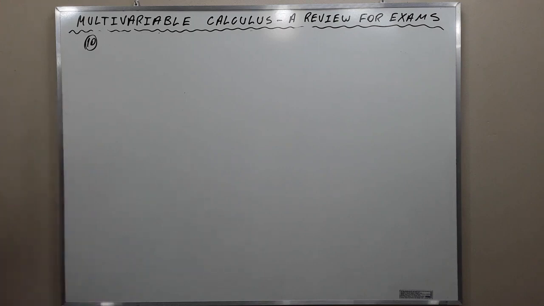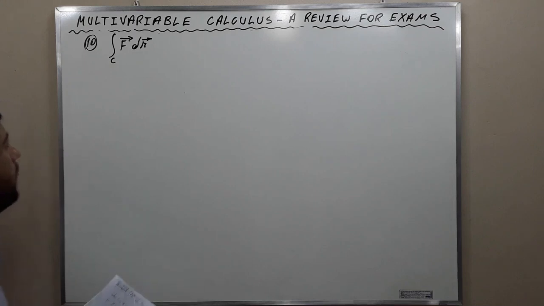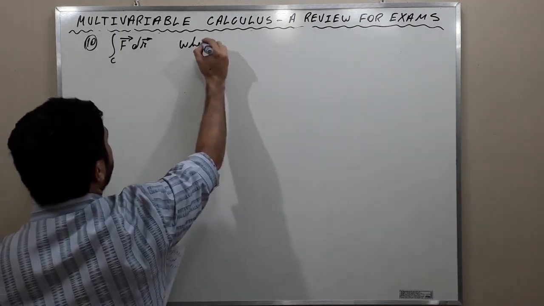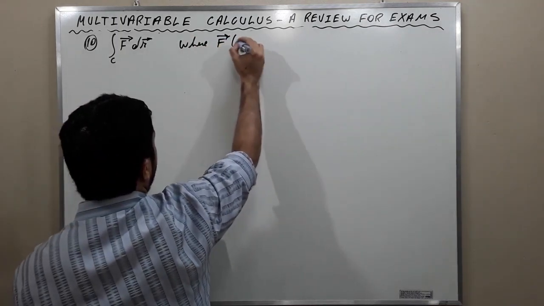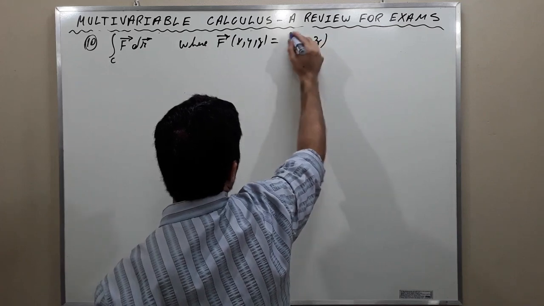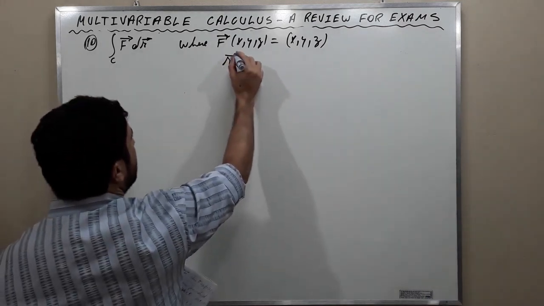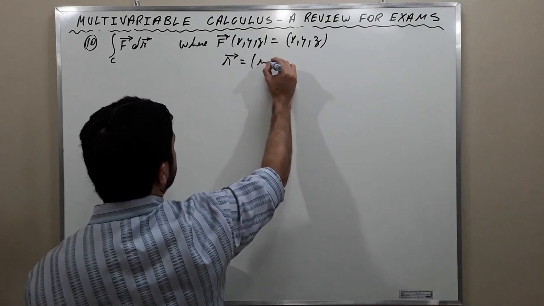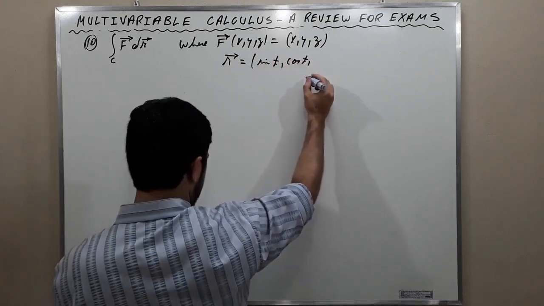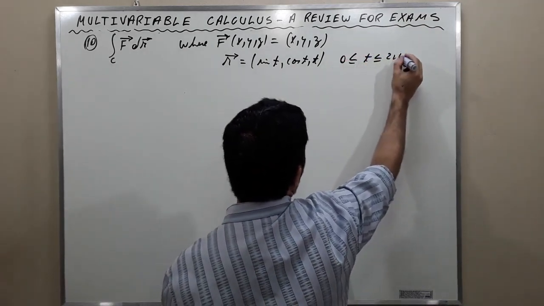Exercise 10 is about another line integral. Calculate the line integral of f dr, okay? These are vectors, where f of x, y, z is equal to x, y, z. And the curve is parameterized by r equal to sine t, cosine t, and t, where t varies from 0 to 2 pi. All right?